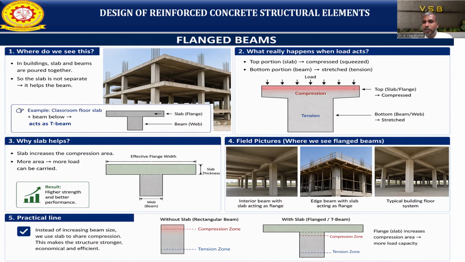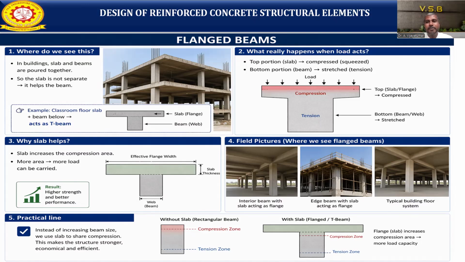When you apply the load on the top of the floor for the T-beam, the top of the slab is compressed and the bottom layer is in tension. That is shown in the figure at point number 2. What does point number 3 say? Why does the slab help when you design the T-beam? The slab increases the compression area.